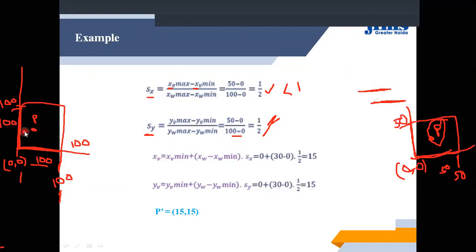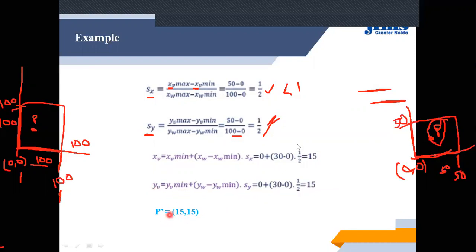XW is the distance of original point P on x direction. So this is 30, and minus 0. Our value of XW min is also 0 in this case. So this is 0 plus 30 minus 0 multiplied by 1 by 2. Scaling factor in x direction is 1 by 2. So this is 15. Same when we calculate the value of YV, this is also 15.